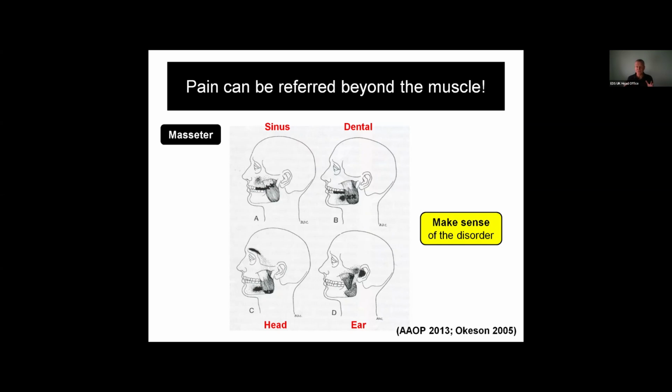So these referral patterns are very confusing for both clinicians and patients, and we can't ignore them. But first thing, we need to screen for the actual source of symptoms. So if someone's got sinus pain, we want to make sure they've got no sinus problems and ear pain, etc. But these are common referral patterns that confuse us. Does that make sense? Hopefully.